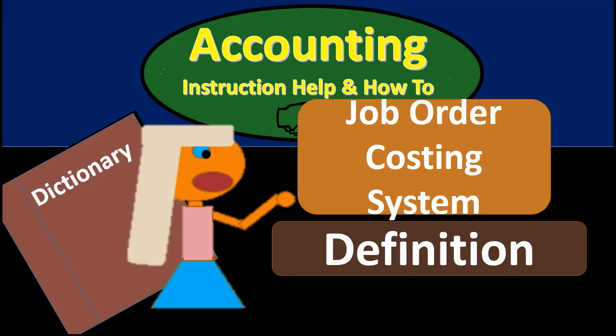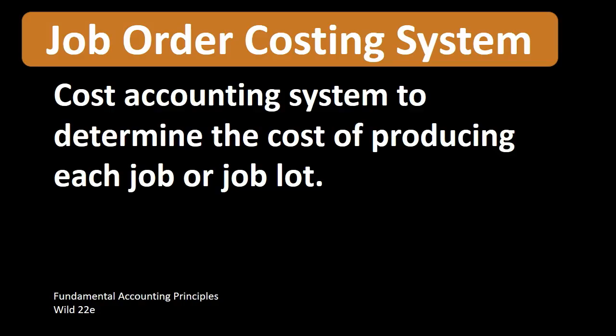Hello, in this presentation we will define job order costing system. According to Fundamental Accounting Principles, Wild 22nd edition, the definition of job order costing system is a cost accounting system to determine the cost of producing each job or job lot.